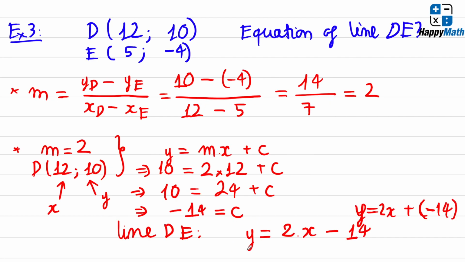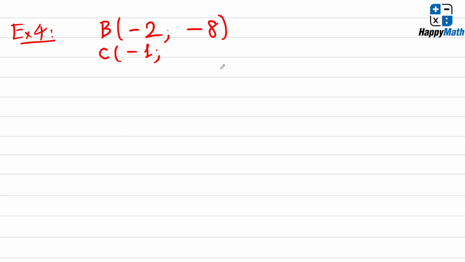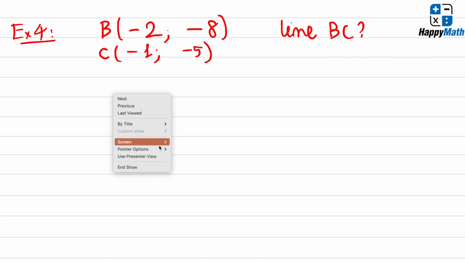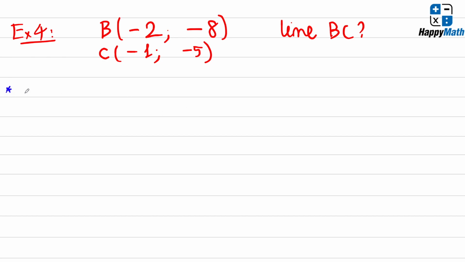This is similar to this one, and the last example for this video will be the hardest. You got here question B, point B, and point C you will have negative 1, and you got here negative 5, and the question will ask you about line BC. How can you find line BC? I tell you this question is much harder because all coordinates of these 2 points are negative numbers. So that is very difficult.